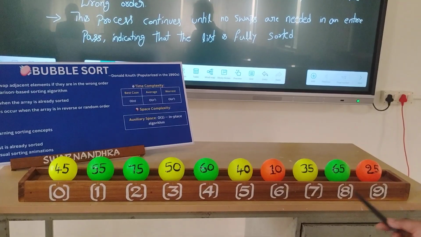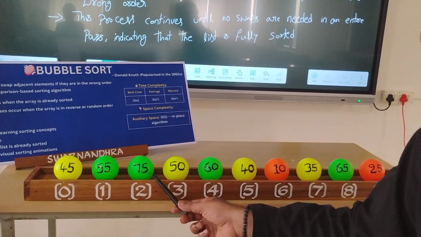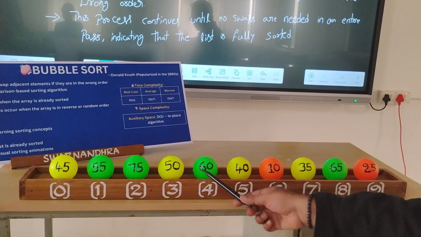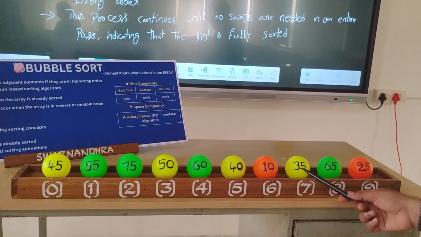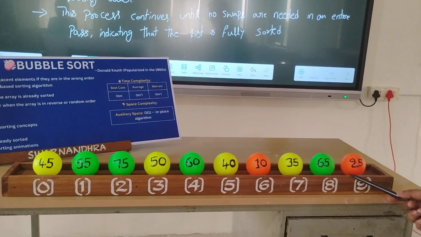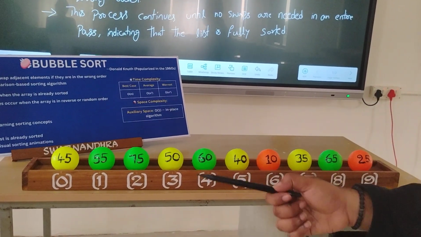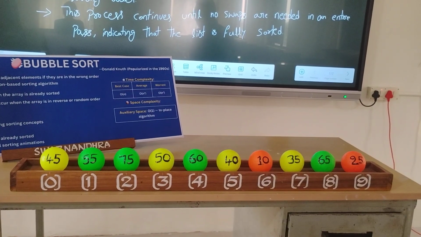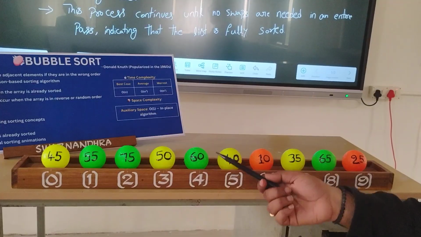Please observe the list of elements in the array: the first element is 45, second is 55, third is 75, fourth is 50, fifth is 60, next is 40, next is 10, next is 35, next is 65, next is 25. These are the unsorted elements. Now we are applying the bubble sort technique to arrange these elements into sorted order.